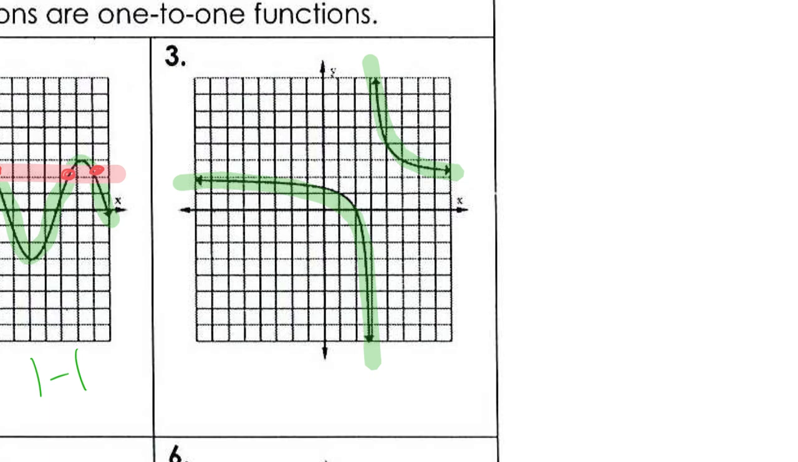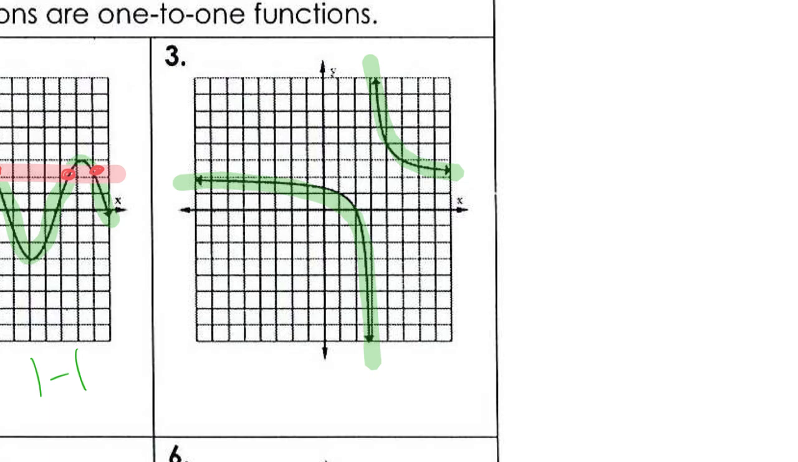So we start looking. Here we go. It only touches once. It only touches once. It only touches once. It doesn't touch at all. That's okay. It only touches once. So is the green graph a function? Yes. Is the inverse a function?